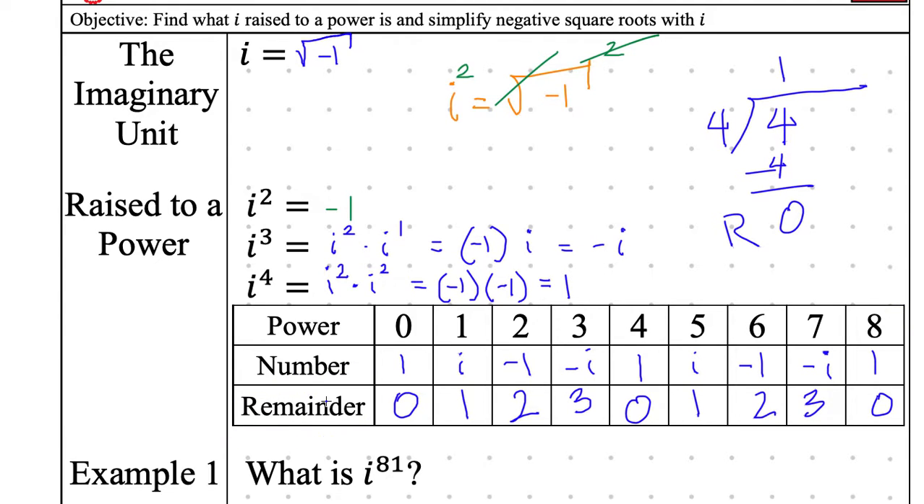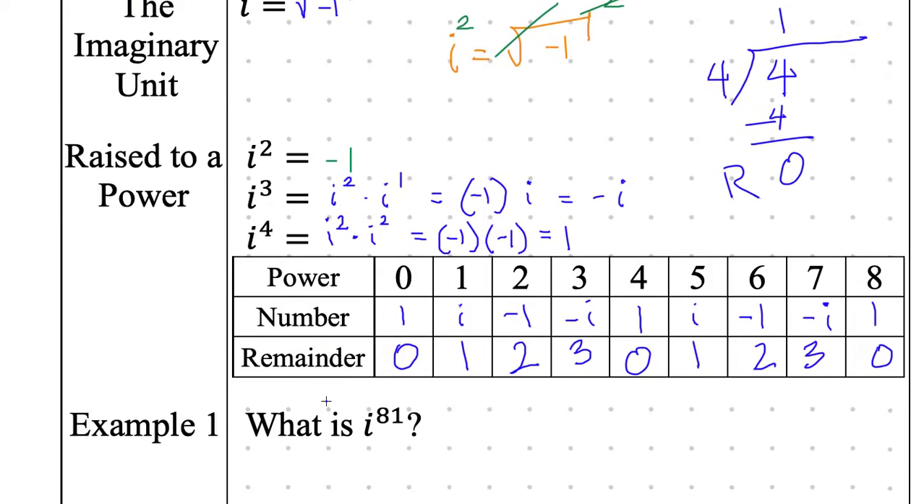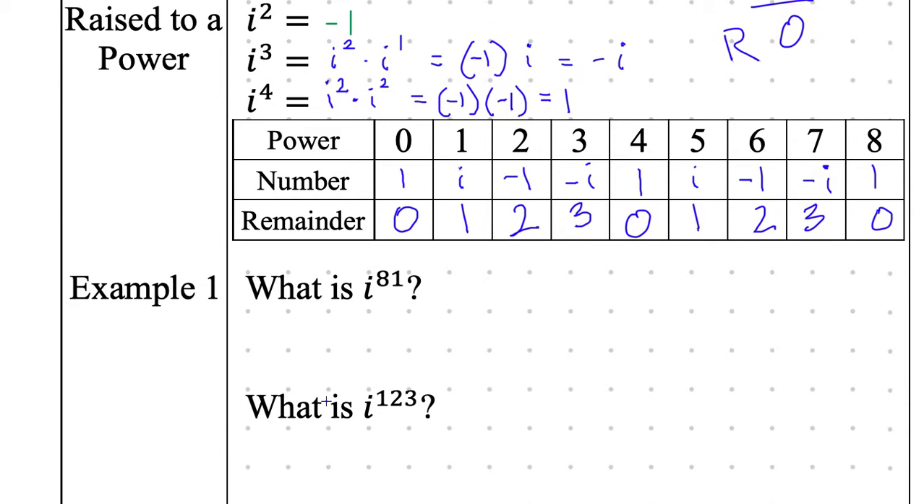I'm helping you unlock the pattern so that you can figure out these questions. The whole point, half of today's lesson, is this: how do you figure out what i to the power of 81 is? How do you figure out what i to the power of 123 is? Obviously, I don't want to have to count out all of these cycles over and over again. I'm trying to give you the pattern so you can jump straight to the answer. And I'll show you how to do that.